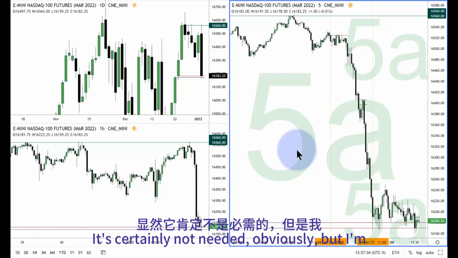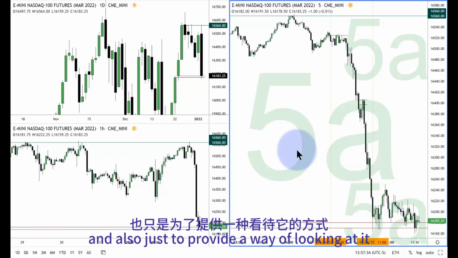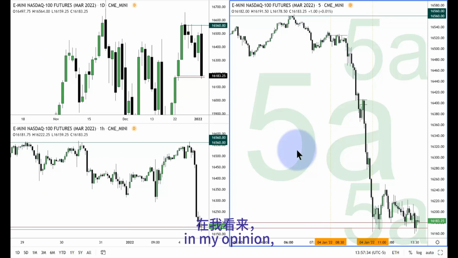It's certainly not needed, obviously, but I'm showing it here to save time, and also just to provide a way of looking at it that is, in my opinion, comprehensive.